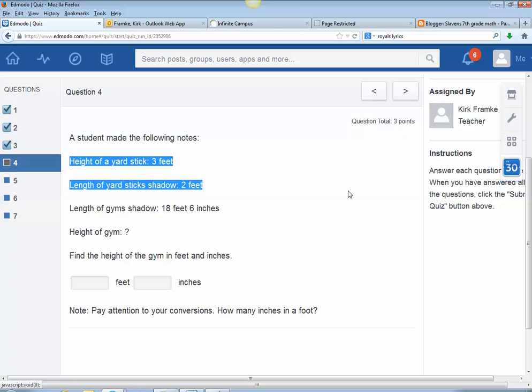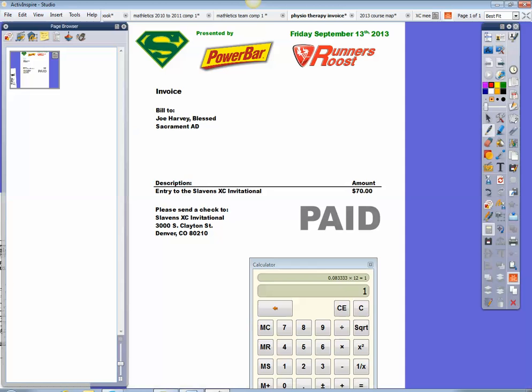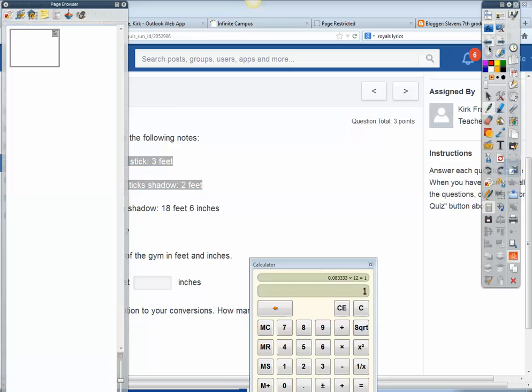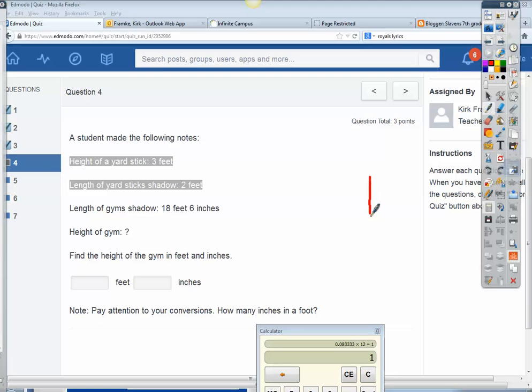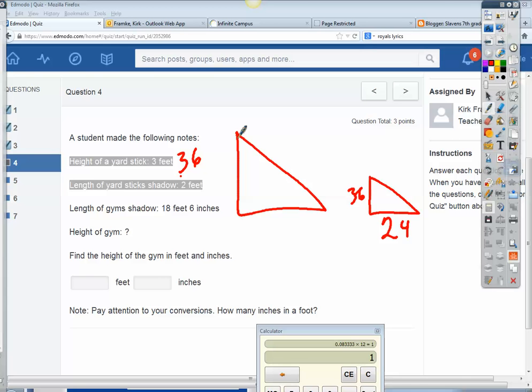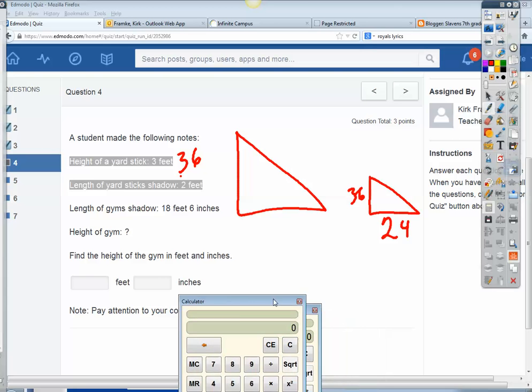So I'm going to go to Promethean. Here we go. Here's my shadow. Yardstick is 36 inches. Length of yardstick shadow is 2 feet. So that means that's going to be 24. I have my gym, and we have 18 feet 6 inches. Well, what is 18 feet 6 inches in inches?